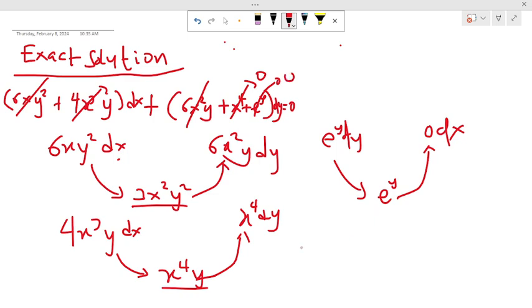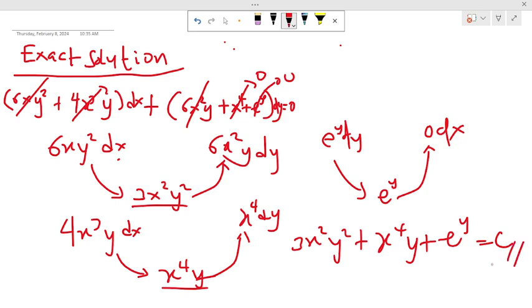So the solution to our differential equation will be 3x squared y squared plus x to the power 4 y plus e to the power y is equal to c. And this gives us our answer.